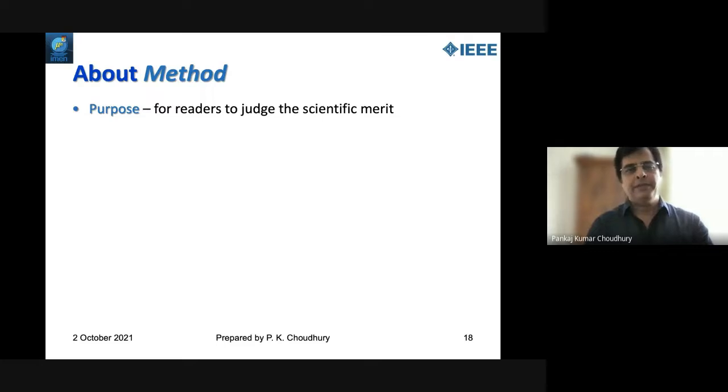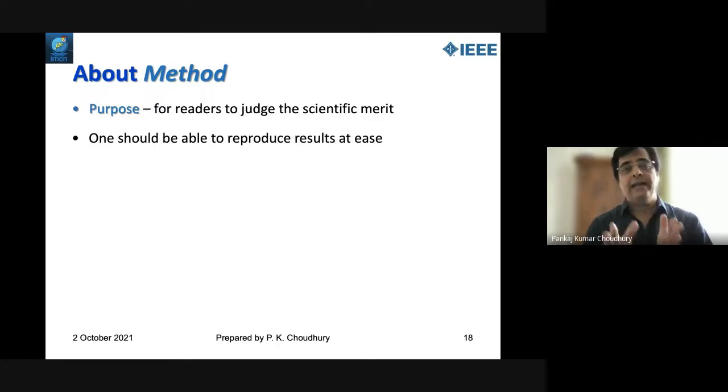The purpose is that the readers see the scientific merit of the work, okay? So one should be able to reproduce the results with ease, so the method should be very clearly written. This is the easiest part of the paper to write. It should be clearly written first in order to get the confidence to move further.